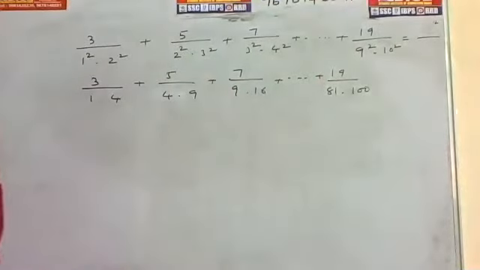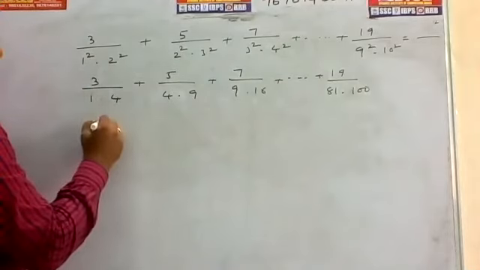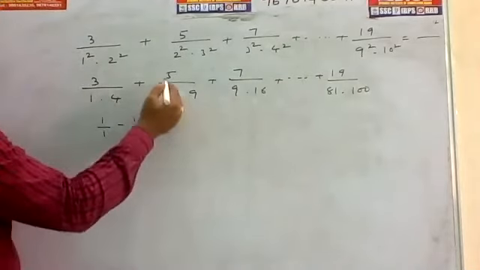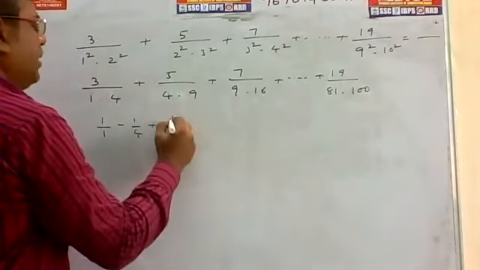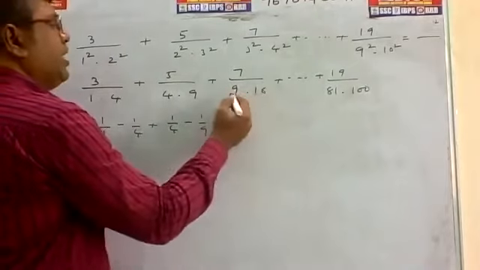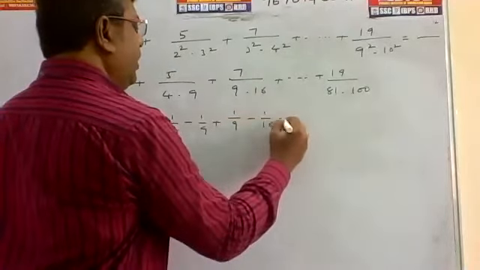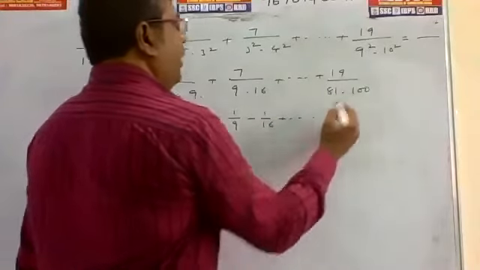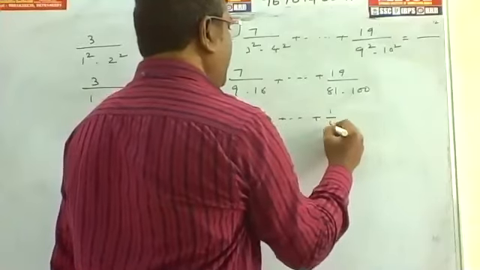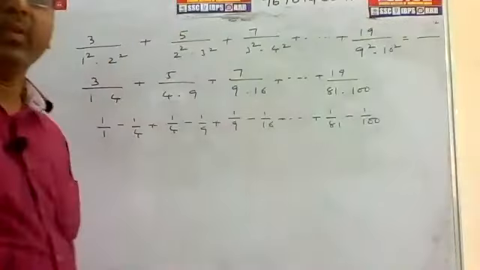This is the first data. Now 4 minus 1 is 3. Okay, now you can write it like this: 1 by 1 minus 1 by 4, plus 9 minus 4 is 5, so plus 1 by 4 minus 1 by 9, plus 16 minus 7, so plus 1 by 9 minus 1 by 16, plus so on, 100 minus 81 is 19, so plus 1 by 81 minus 1 by 100.